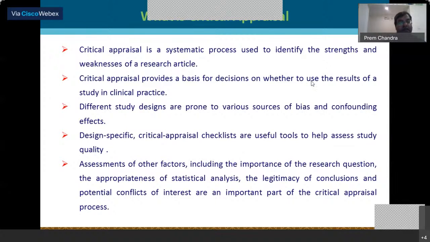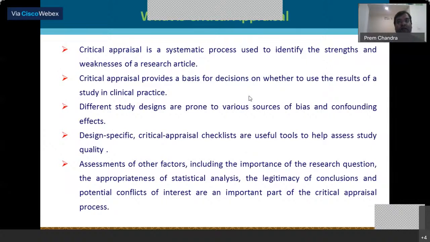So, and then the last but not the least, assessment of other factors, including the importance of the research question, the appropriateness of statistical analysis, the legitimacy of conclusion, and potential conflict of interest are an important part of when we do a critical appraisal. So make sure it is not only about the method when we do a critical appraisal. There are a lot of other factors that we need to take into account to judge the quality of the study.